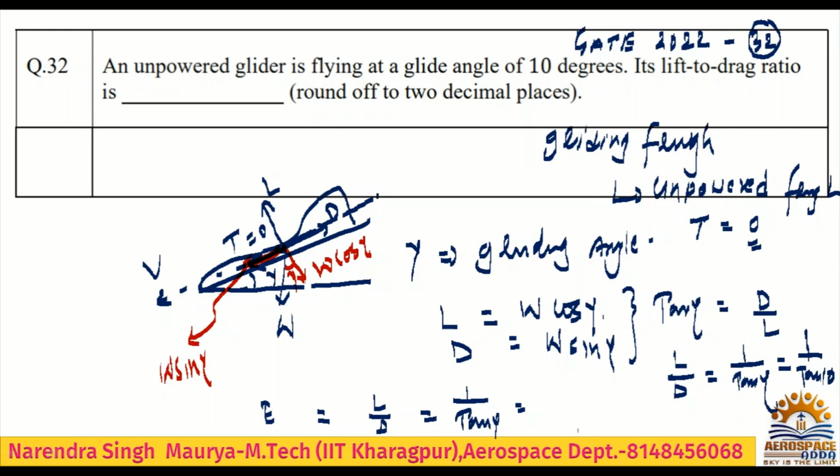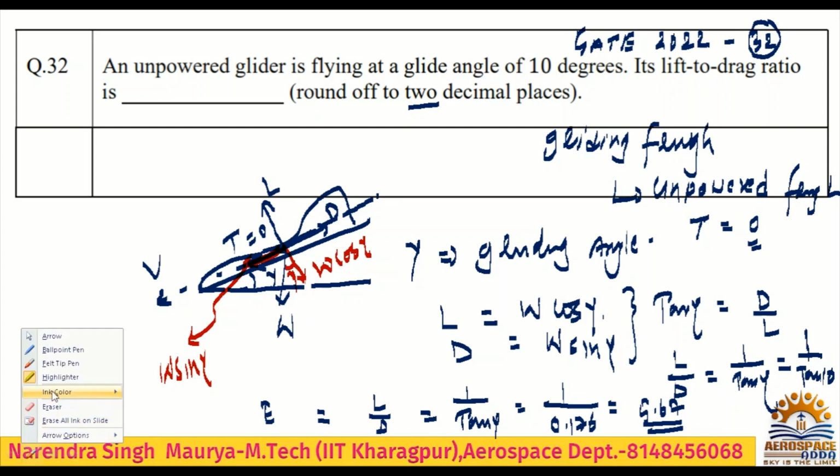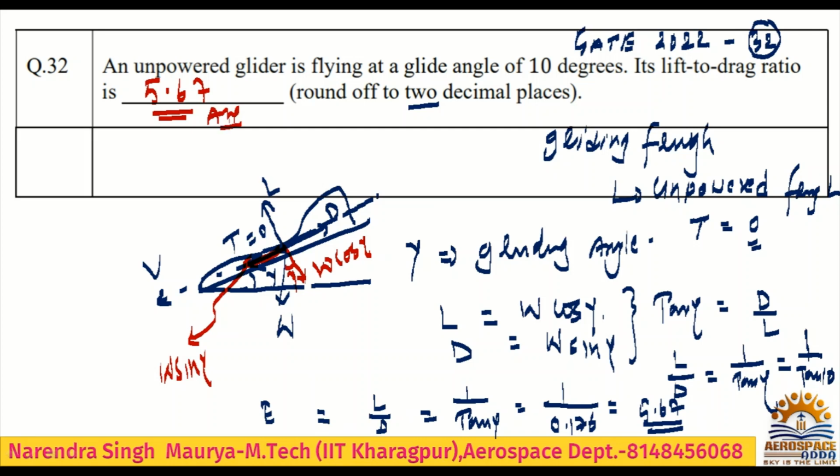If you solve this, gamma value you have now, so 1 upon tan gamma is nothing but, you check, tan 10 is almost 0.176. If you solve this, how much do you get? You may get nearby 5 point something, up to 2 decimal places they have said. So I will write 5.67. This is the correct answer. Okay, 5.67 is the correct answer. That's all. I hope you understood this. All right. Now we'll go for the next problem.